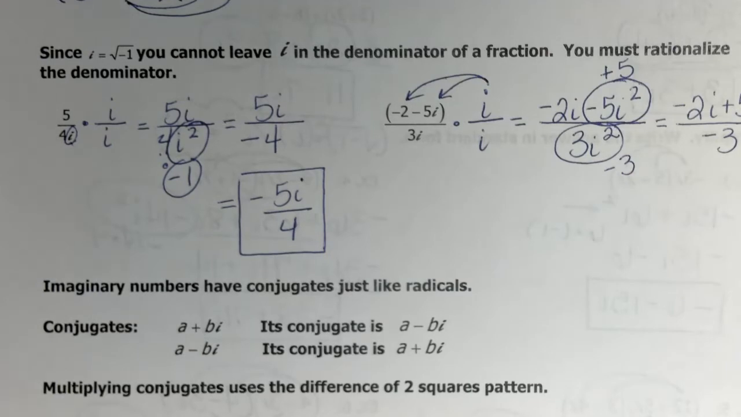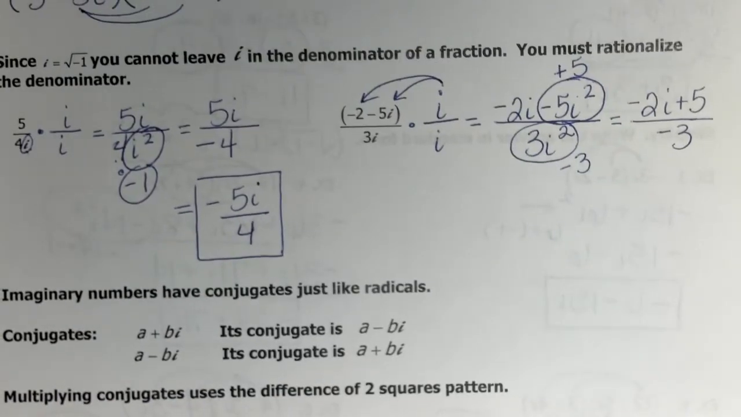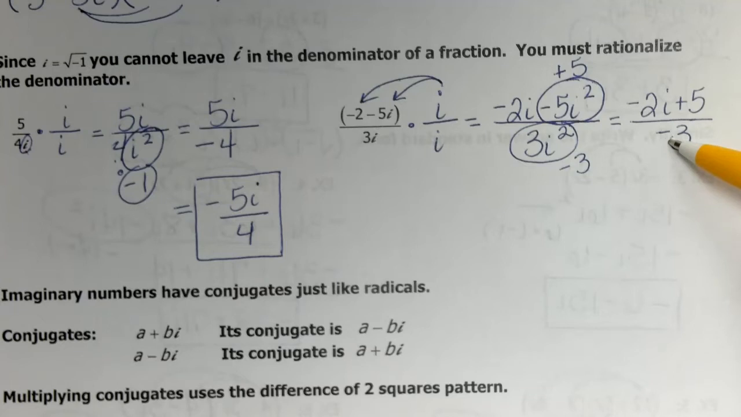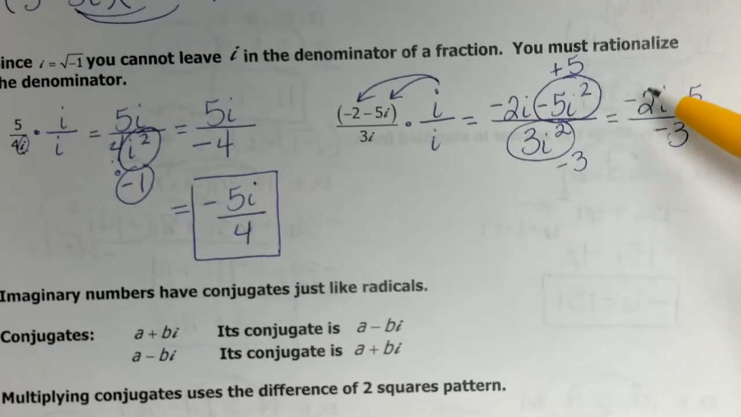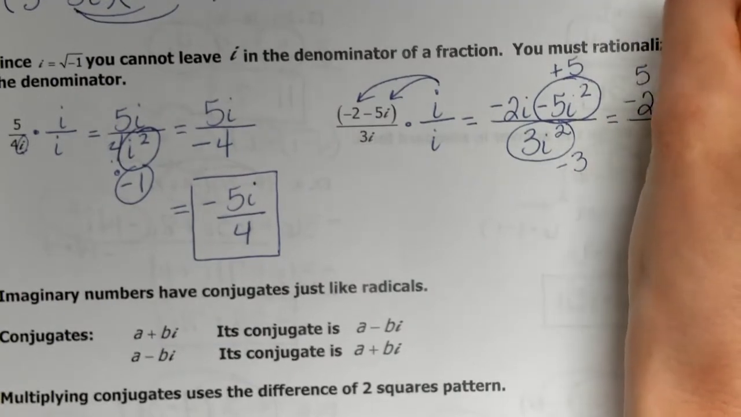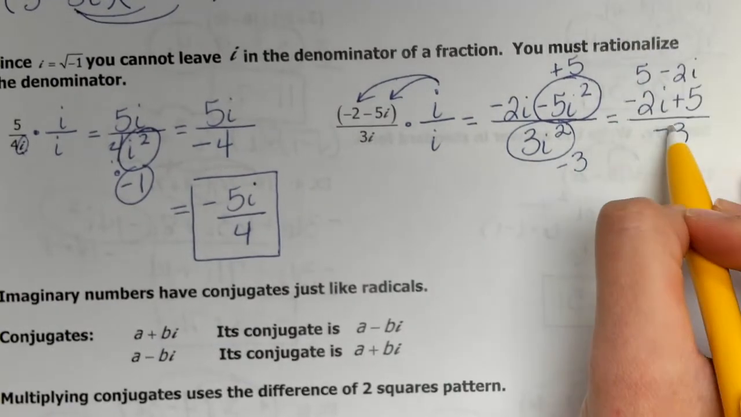Okay, I've got two things wrong with that. And it's not in standard form. Okay, so I'm going to take care of both of those at the same time. The 5 needs to come in front of the negative 2i, so really it should be 5 minus 2i, but I need to take care of this negative.